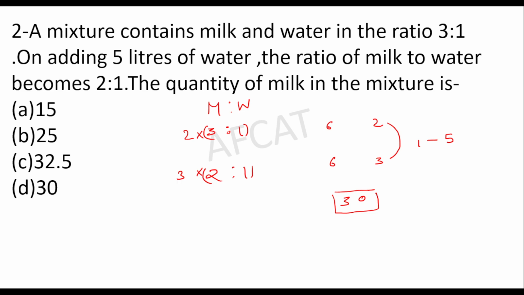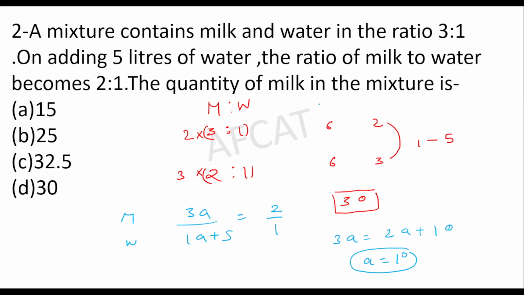And if you have to do it with the long method, what are you going to do? First you have to take this ratio as 3a and 1a. He said you have added water, so add water to the water part, because this is the ratio of milk and this is the ratio of water. Then the ratio becomes 3a over a plus 5 equals 2/1. Then solve: 3a equals 2a plus 10, so a will be equal to 10. Then what he asked you, the quantity of milk in the mixture, will be 30.